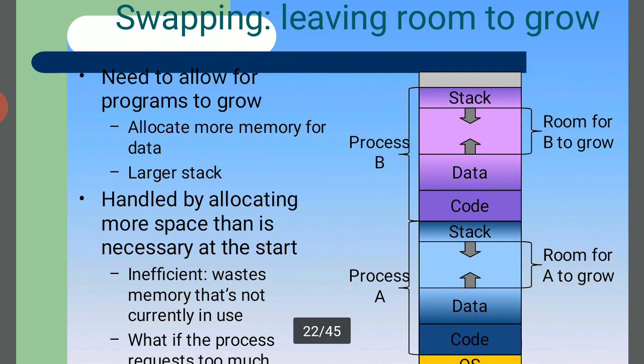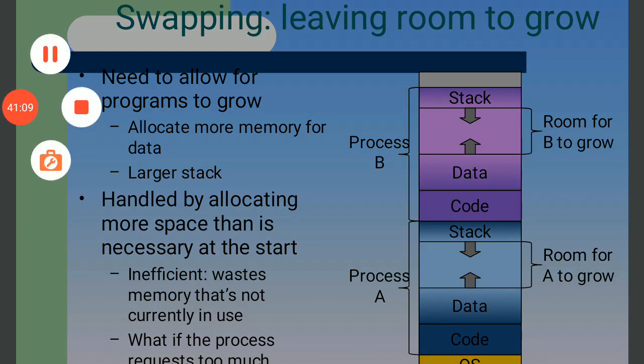So here see the swapping level, leaving room to grow: room for B to grow and room for A to grow. The process data information, the code and the data information, and stacks. So this is the swapping of information. Okay, thank you students.